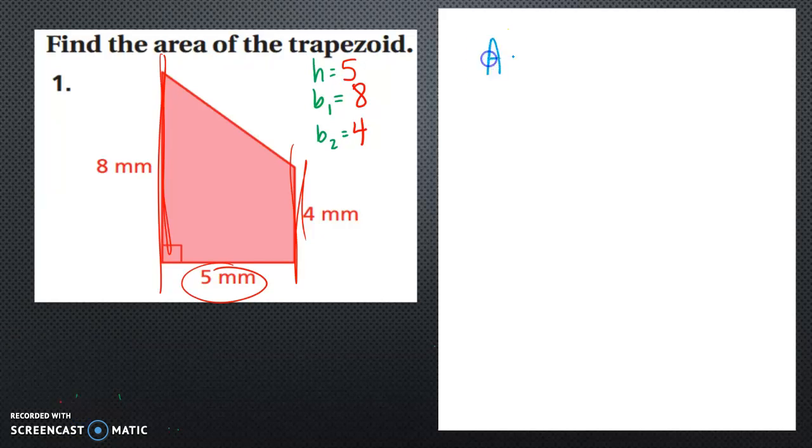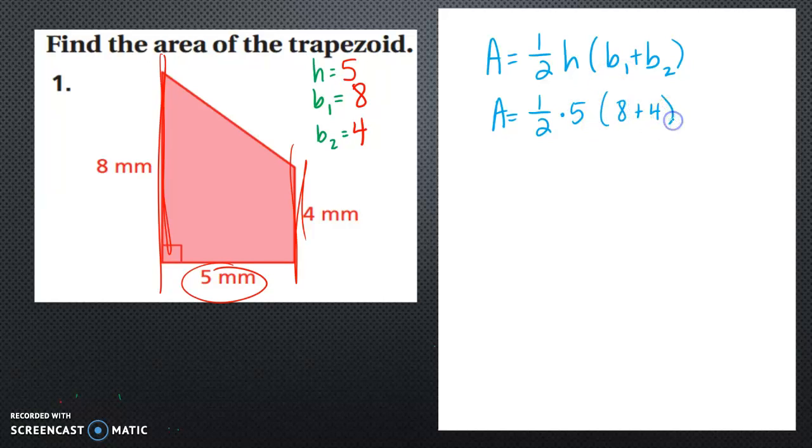So again, we're going to start with our formula. Area equals 1/2 times height, in parentheses, base 1 plus base 2. I bet at this point you have it almost memorized. We're going to plug in our values. So you've got 1/2 times the height, which we have 5, and then in parentheses, base 1 is 8, base 2 is 4. So following our order of operations, we're going to do what's in parentheses first. So 8 plus 4, we get 12.